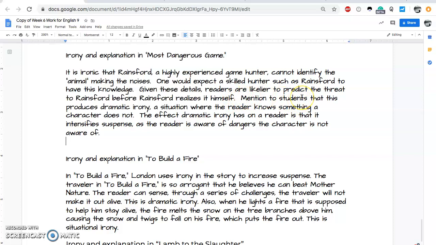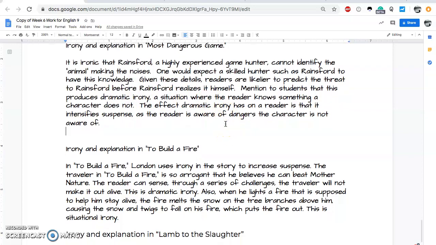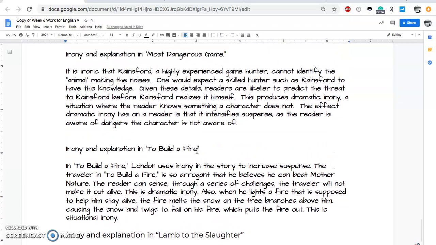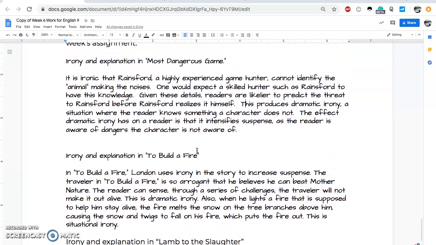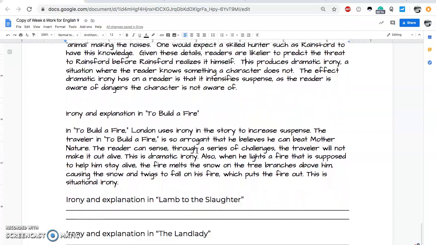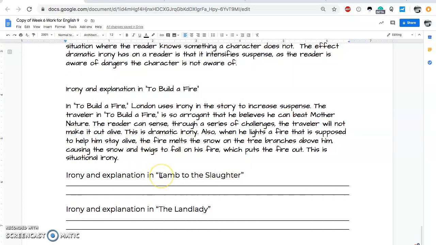And then I can mention to you guys that this produces dramatic irony, a situation where the reader knows something a character does not. The effect dramatic irony has on a reader is that it intensifies suspense, as the reader is aware of dangers that the character is not aware of. Okay? So that's dramatic irony. The reader is like, oh man, dude, you got to get out of there. But he doesn't realize it until it's too late. Well, it ends up okay for him in the end.